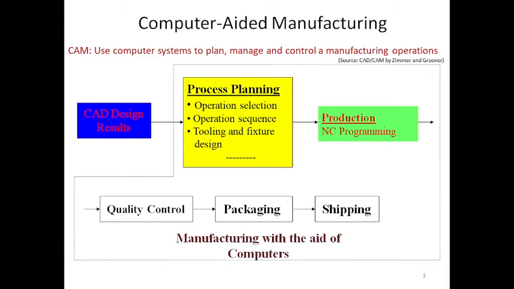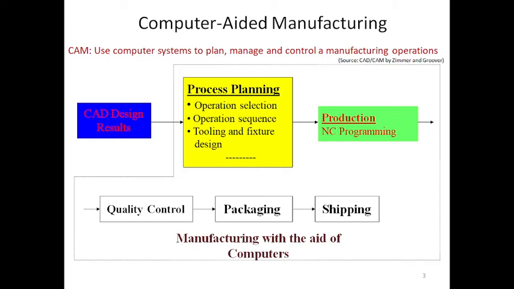Now, let us briefly discuss computer-aided manufacturing. In computer-aided manufacturing, we basically make use of computer systems to plan, manage, and control manufacturing operations. The input to computer-aided manufacturing comes from the CAD design results. So basically, this is the basis on which the CAM functions operate.